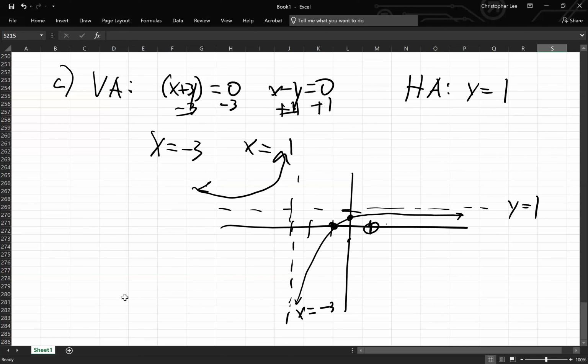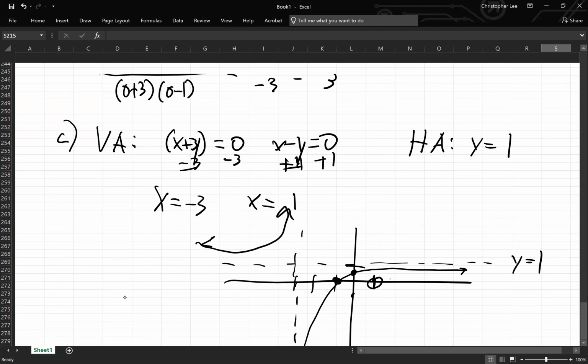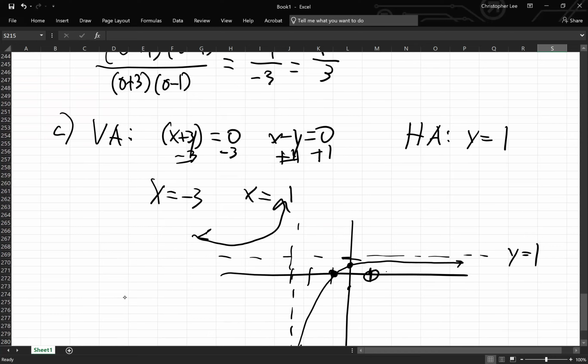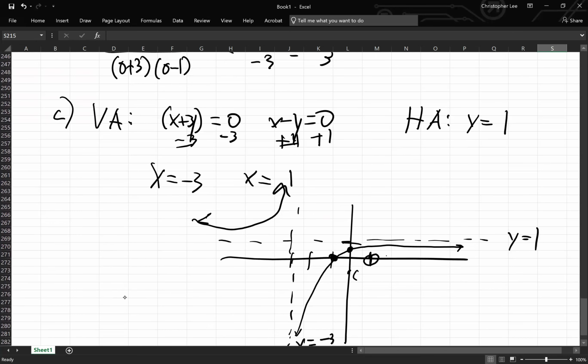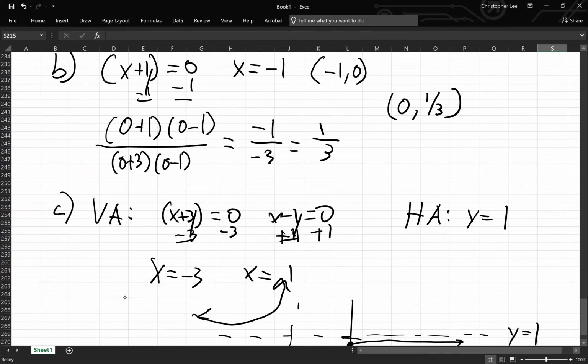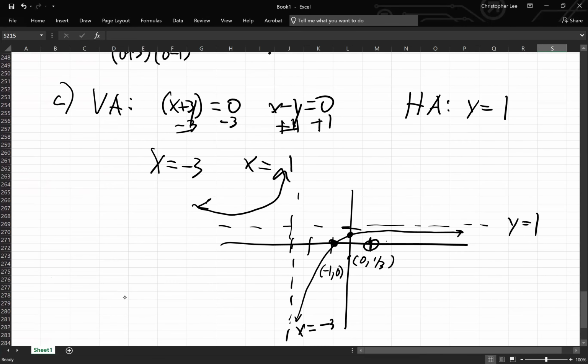All right. Made a mistake. I didn't put my labels. All right. (0, 1/3). (-1, 0). Always let me see those points and we're good to go. All right. Labels are important.